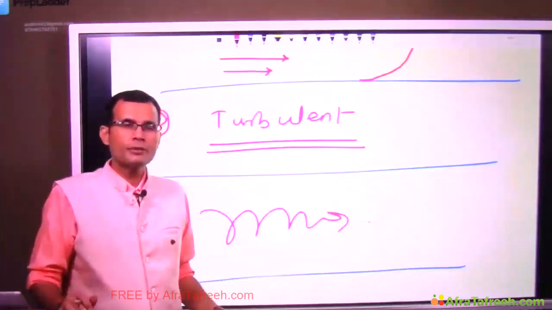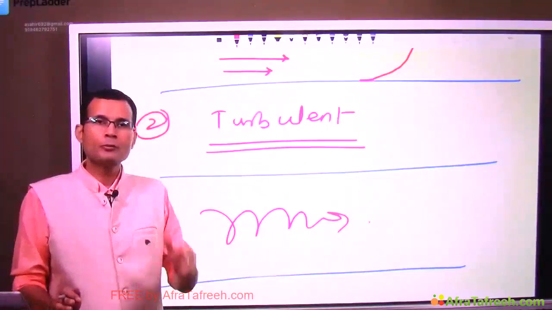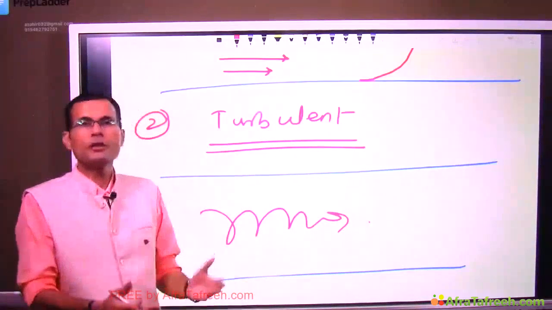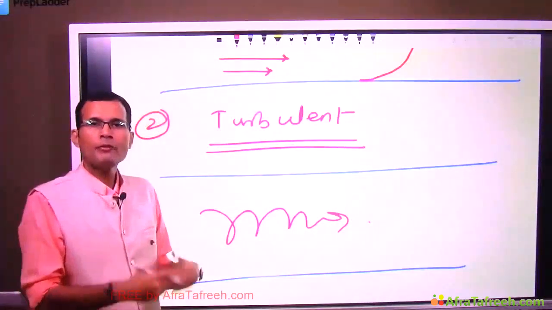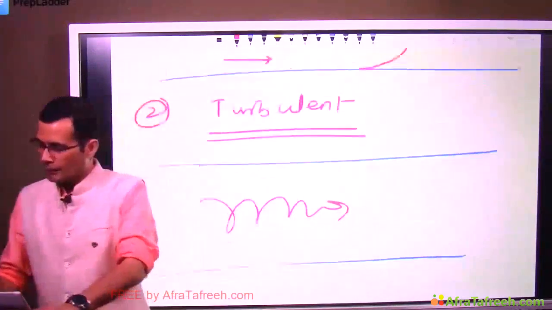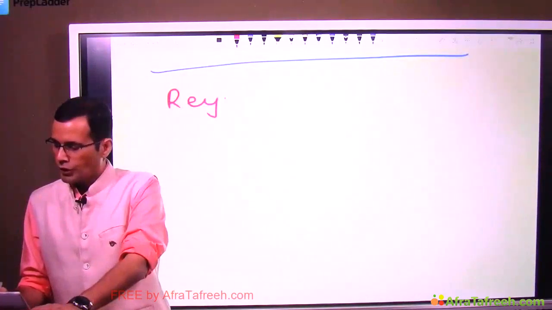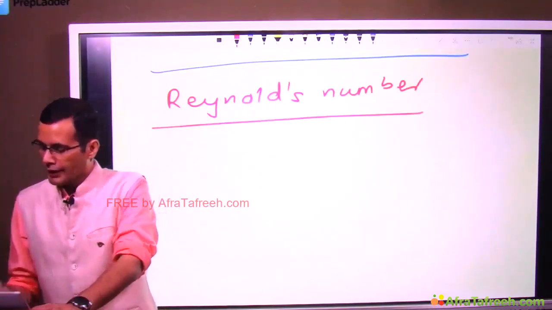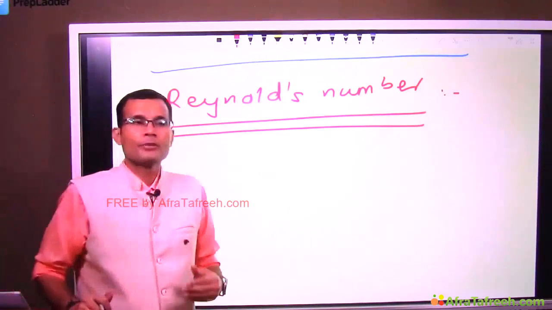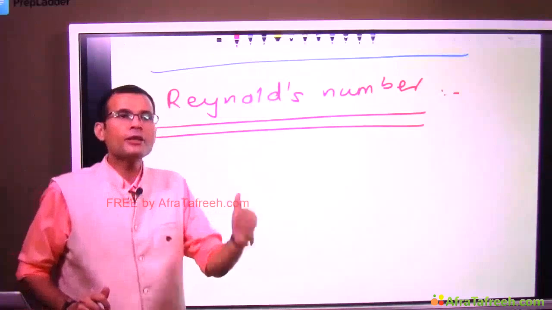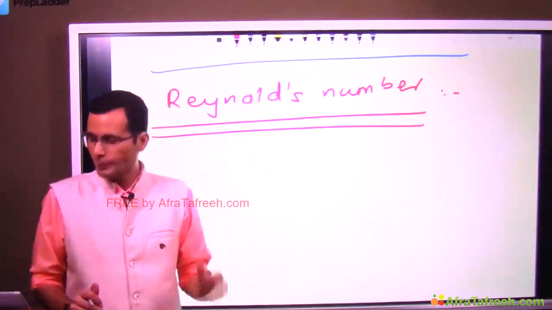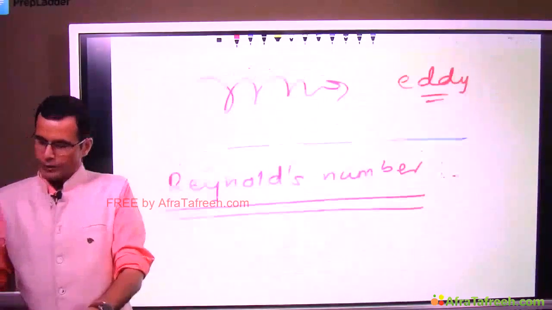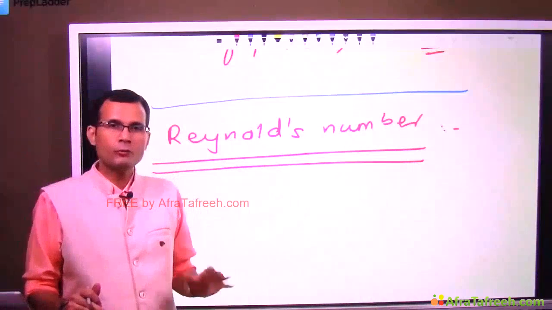Now the only question is, when does laminar blood flow get converted into turbulent blood flow? The tendency of turbulence is determined by what? It is determined by the number called Reynolds number. Reynolds number is an entity in physics that tells us about the tendency of turbulence in the blood flow. Turbulence is created, eddy currents are generated in the blood, when Reynolds number exceeds a certain value.